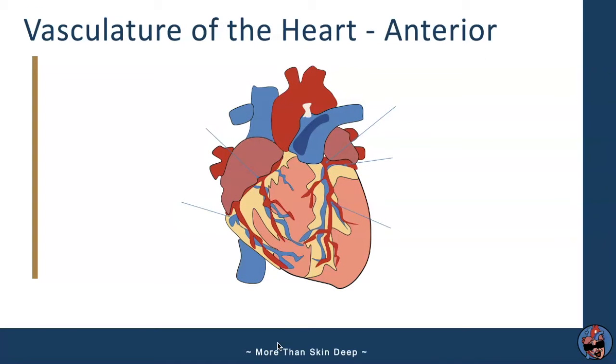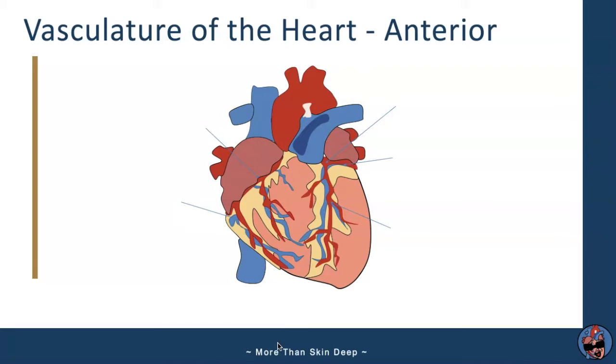Your heart is supplied by your right and left coronary arteries, which arise from the root of the aorta at the aortic sinus. These arteries are the first branch of the aorta before it gives off the brachiocephalic trunk, left common carotid, and left subclavian arteries.